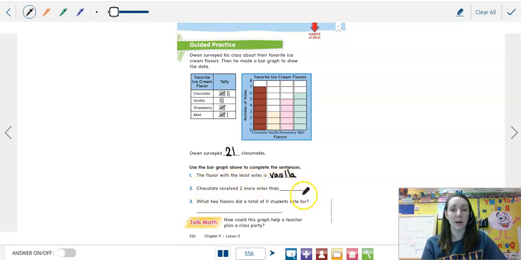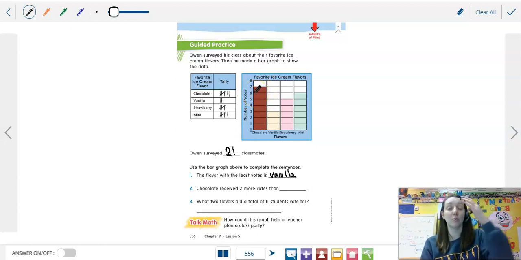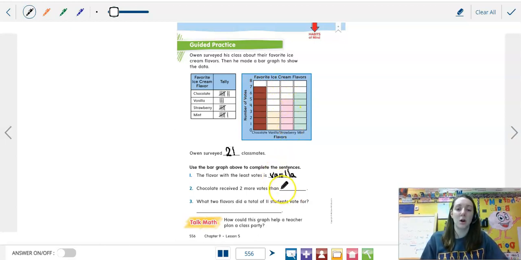Ooh, so we have to look at chocolate and see. So if 7 is the total, the one that would get 2 fewer would of course be 2 less than what chocolate has. So we're going to go down to 5 and see which bar that hits. And it hits strawberry because vanilla is not enough, mint is too much. So strawberry, we can just abbreviate it as straw, we don't have to write the whole berry, is the one that chocolate got 2 more votes than. Again, just using my graph to fill out that information.